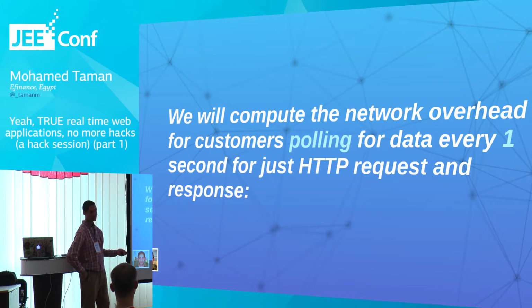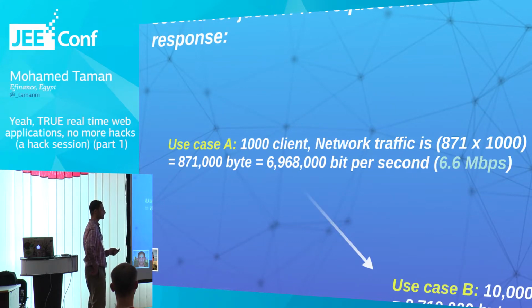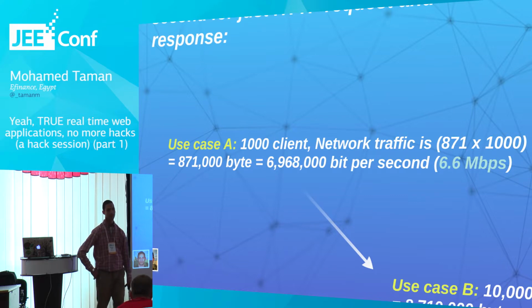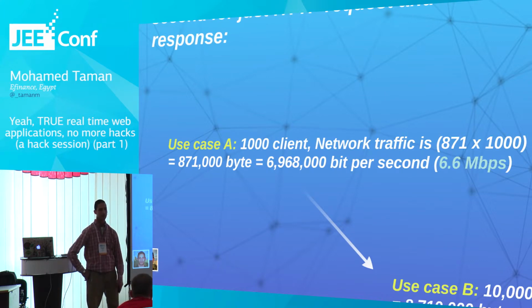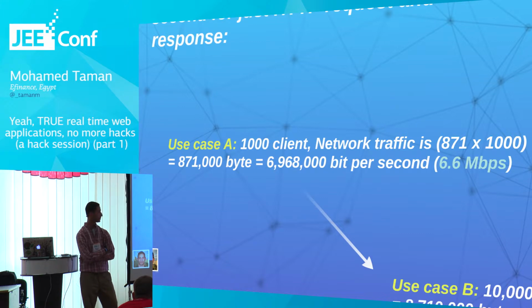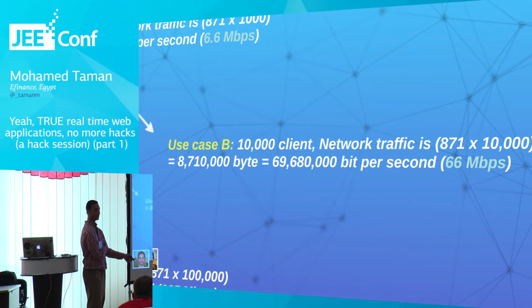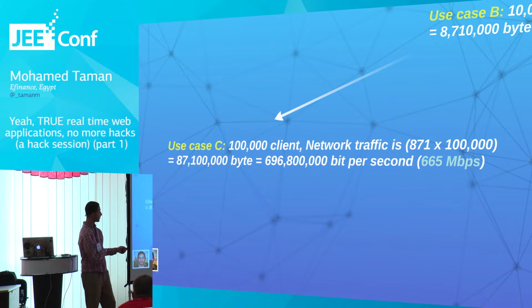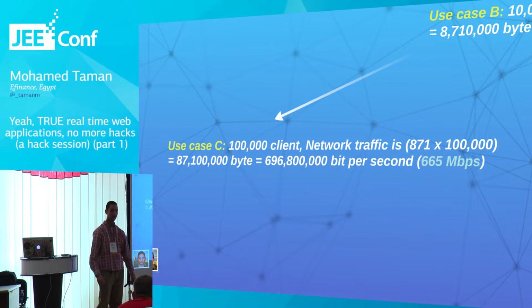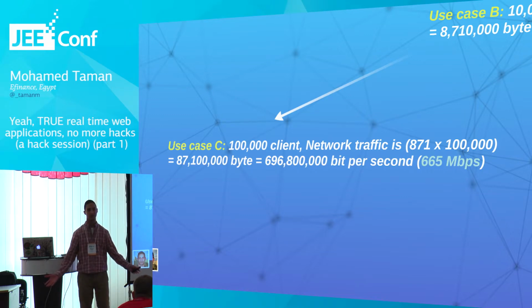We are going to talk about HTTP. If we deploy use case A for 1,000 clients, the network traffic is 871 multiplied by 1,000. You will get this number. Finally, it's 6.6 megabytes for just 1,000 users. No problem. I'm a rich company. I can buy a very huge bandwidth. Okay, let's use it for 10,000. You'll find 66 megabytes. Make it worse. I'm not talking about a million. I'm talking about 100,000: 665 megabytes, just for 21 bytes of data.